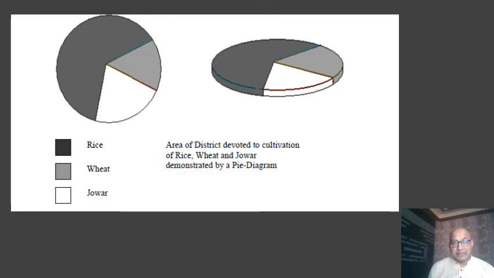Fourth thing is pictograph. This type of data presentation consists of rows of pictures or symbols of equal size. Each picture or symbol represents a definite numerical value. Pictographs help to present data to illiterate people or to children.